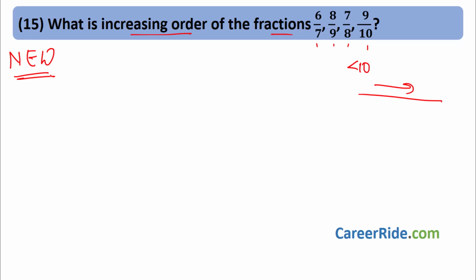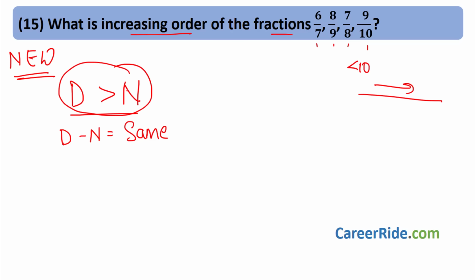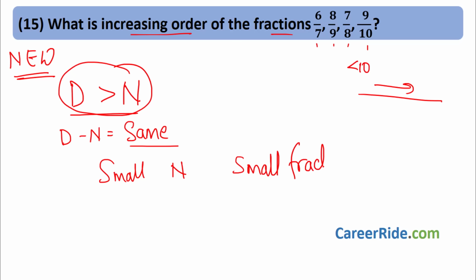Right now, if you observe closely, you will see that in all 4 fractions, the denominator is always greater than the numerator. 7 is greater than 6, 9 is greater than 8, 8 is greater than 7, 10 is greater than 9. Also, the difference between denominator and numerator is the same. 7 minus 6 is 1, 9 minus 8 is 1, 8 minus 7 is 1, 10 minus 9 is 1. So whenever the denominator is greater than the numerator in all fractions and the difference between denominator and numerator is the same, then we can say that smaller the numerator, smaller the fraction, and greater the numerator, greater the fraction.